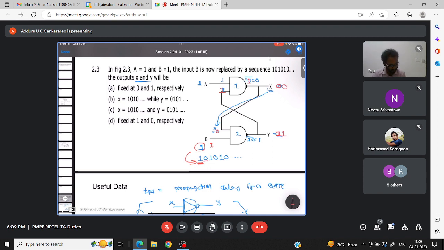Now next 0 you have given. Next is 0. That means here I am giving 0. Okay. Now 0 is given. Now what will happen when you are giving 0?